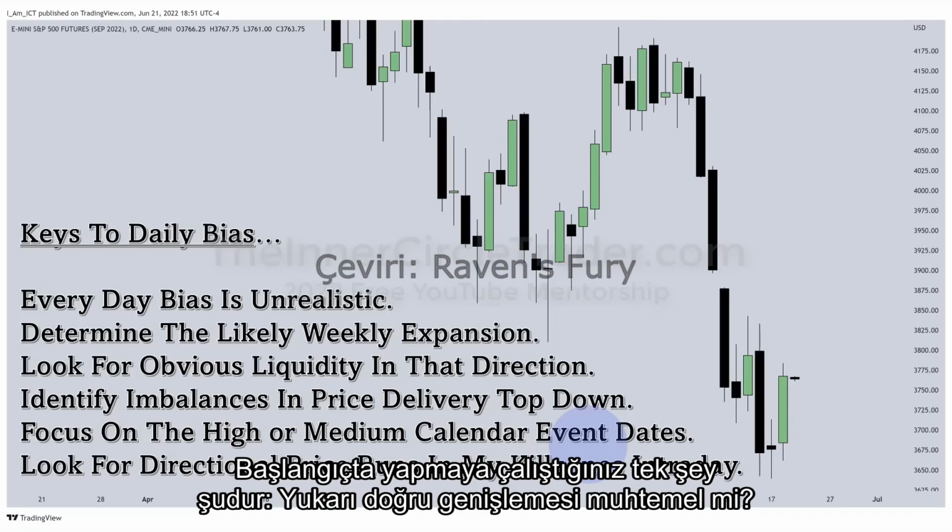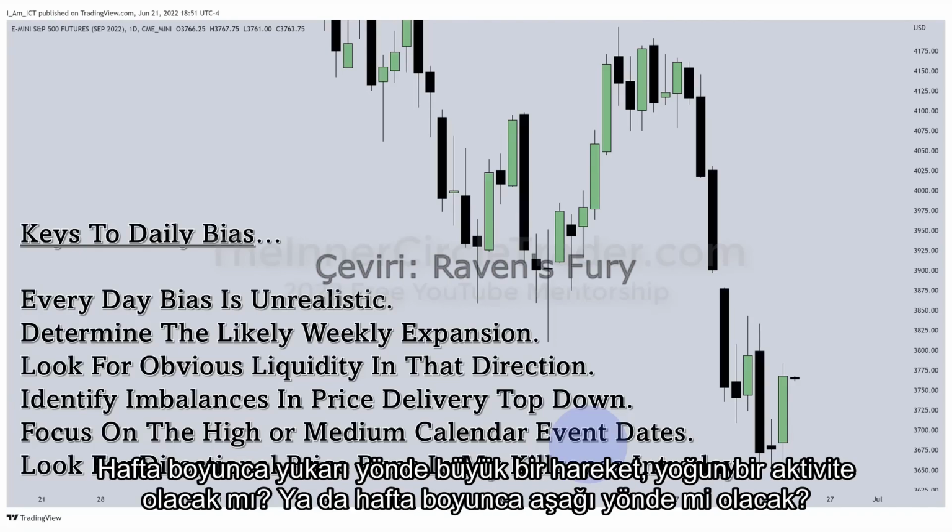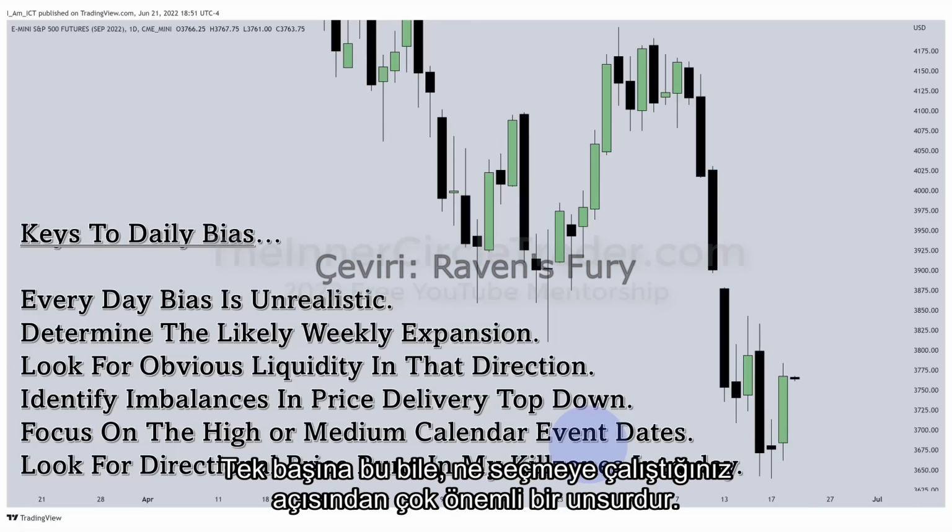In the beginning, all you're trying to do is determine, is it likely to expand higher? Is there going to be a big move, a flurry of activity going higher during the week or going lower during the week? And by itself, that is huge in terms of what you're trying to pick.